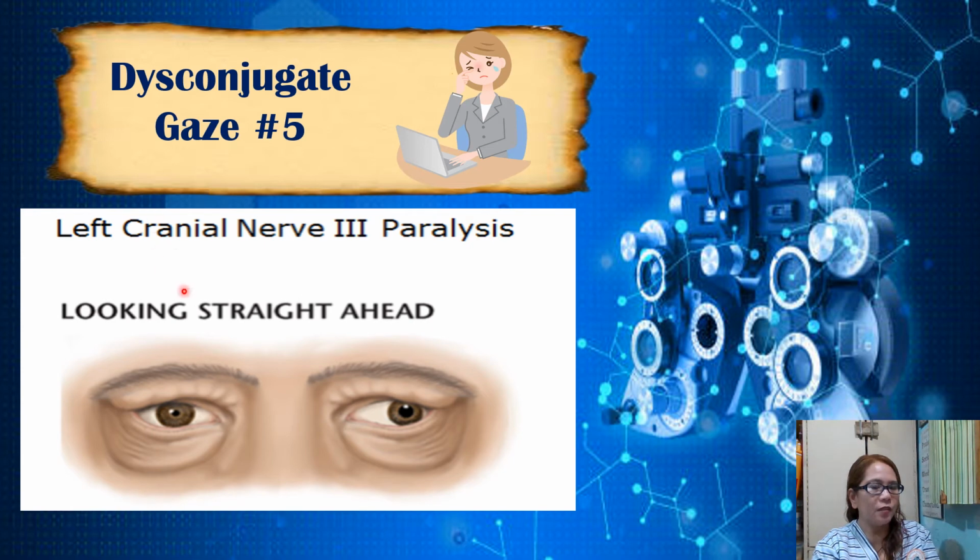So here, this is an example of left cranial nerve number 3 paralysis. Your cranial nerve number 3 is your oculomotor nerve. It is responsible for the movement of the eye muscles, constriction of the pupil, focusing of the eyes, and the position of the upper eyelid.